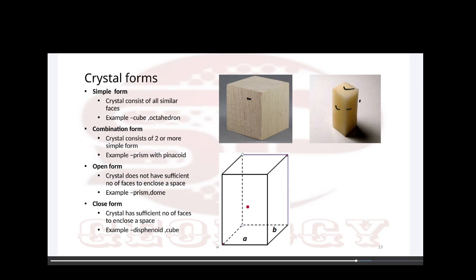A simple form can be open or can be closed. Suppose there are these four vertical faces, they are a simple form. These upper and lower faces are also a simple form. But if you consider only this simple form, it is an open one. This is also a simple form, but it is a closed one. A simple form consists of similar faces. If that many similar faces enclose the space, it is called a closed form. If there are not sufficient faces, it will be an open form.